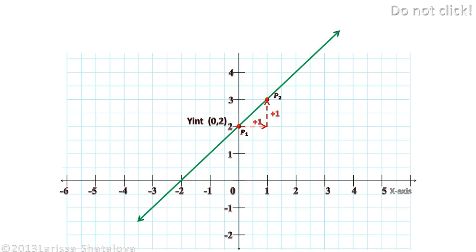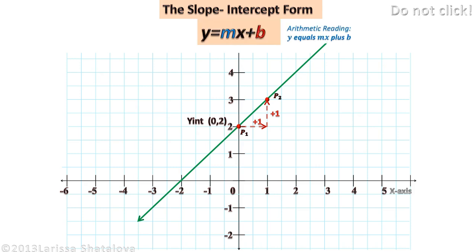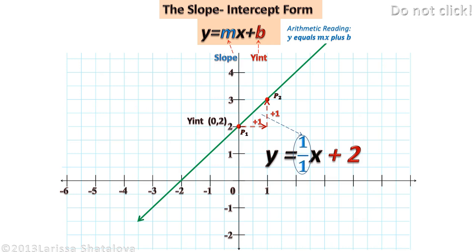We use y-intercept and slope in order to get a stable line. Algebraically, we can describe this process using what we would call the slope-intercept form. y equals mx plus b, where b stands for y-intercept and m stands for slope. In this particular case, for this particular line, this equation will be y equals 1 over 1 times x and positive 2, where 1 over 1 is the slope and 2 is the y-intercept.